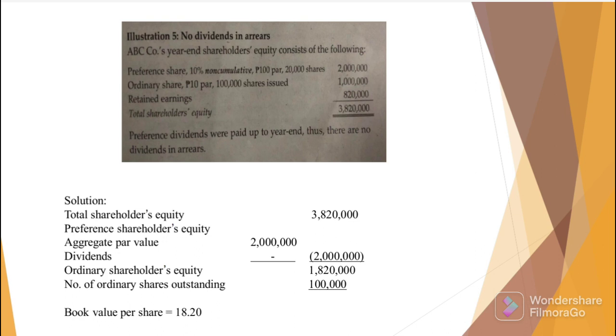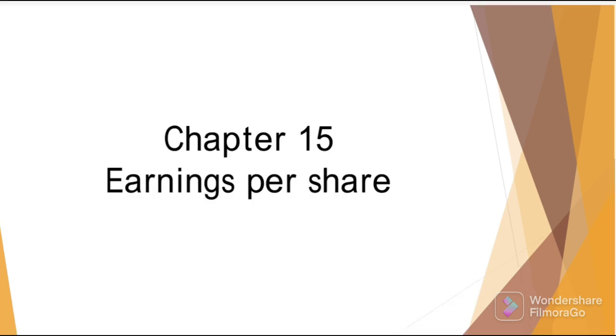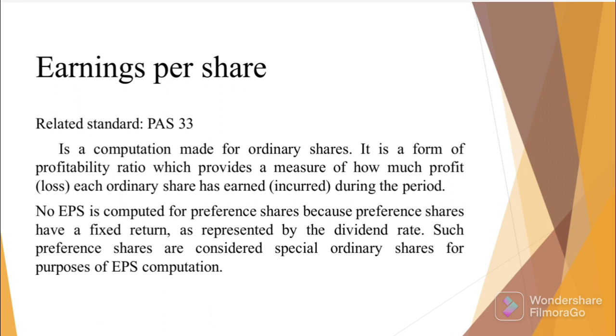Now let us tackle earnings per share in chapter 15. The related standard is PAS 33. It is a computation made for ordinary shares. It is a form of profitability ratio which provides a measure of how much profit or loss each ordinary share has earned or incurred during the period.